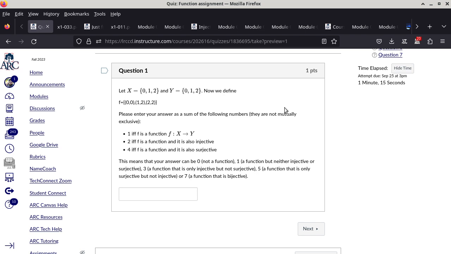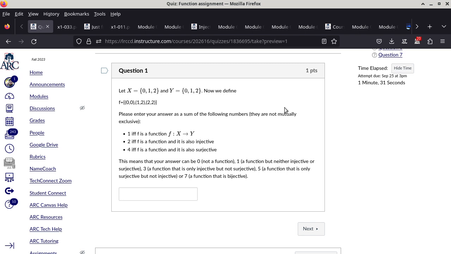All right, so let's take a look at just this one. 0, 0, 1, 2, 2, 2. And your domain is 0, 1, 2. Your codomain is y, which is 0, 1, 2 as well. So what about this one? Is it a function? Yes.